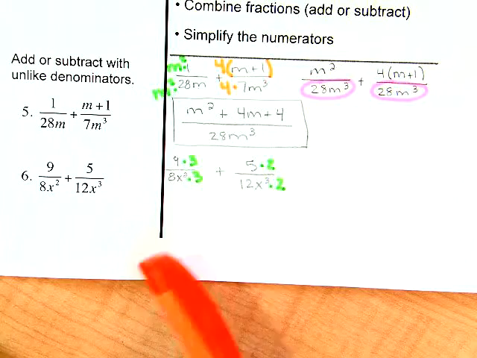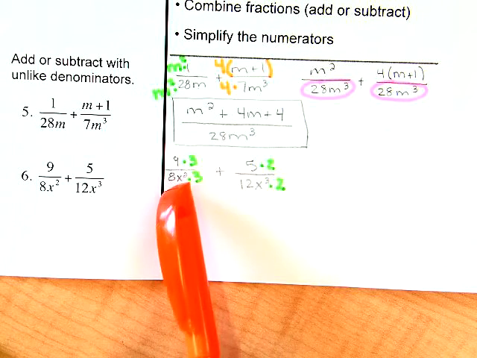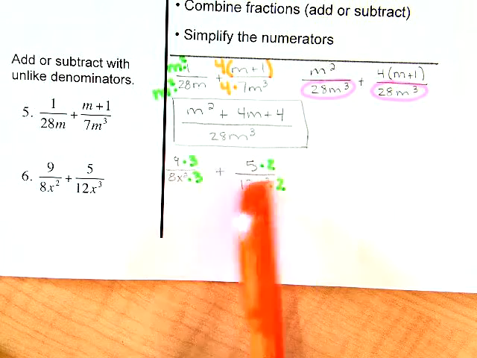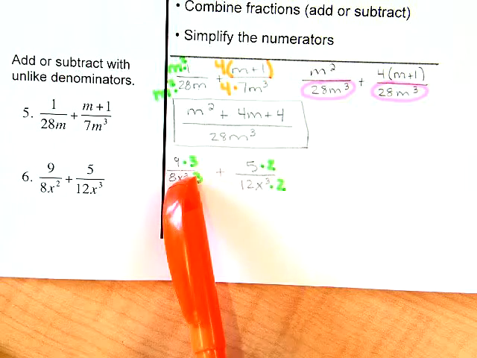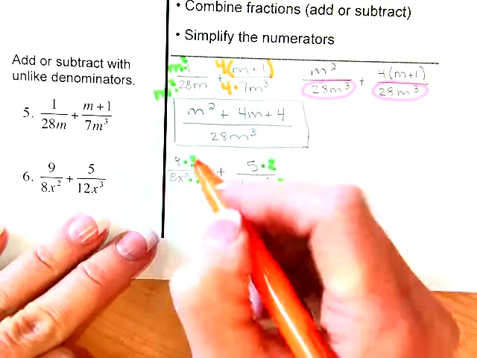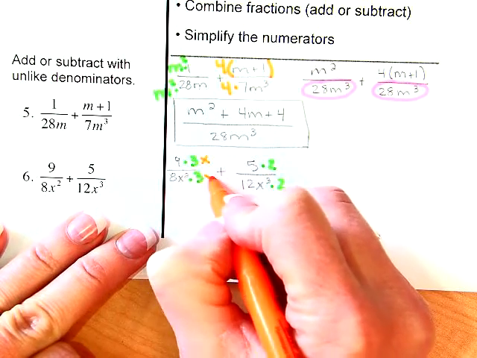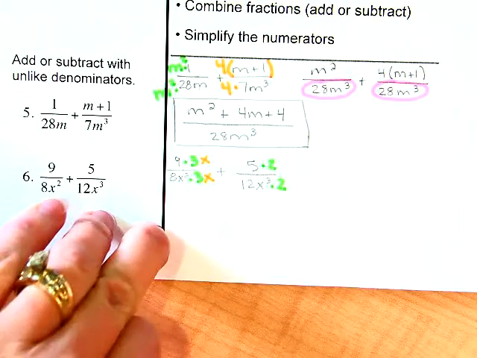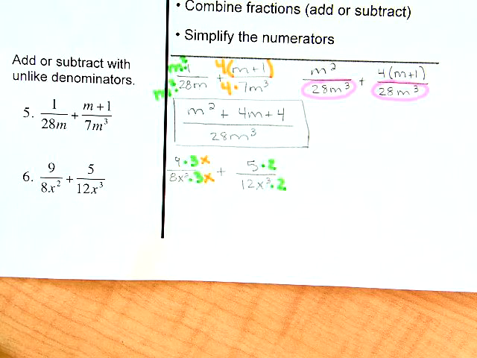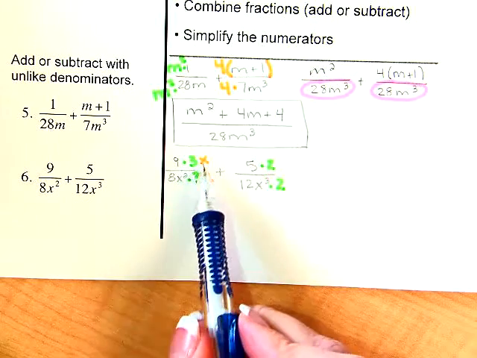Now let's look at the variable. This one here is missing 1 power of x. This one already has 3. This one only has 2. So I'm going to multiply the top and the bottom by another power of x. Okay. So what happens then, I'm going to go ahead and multiply the top together.